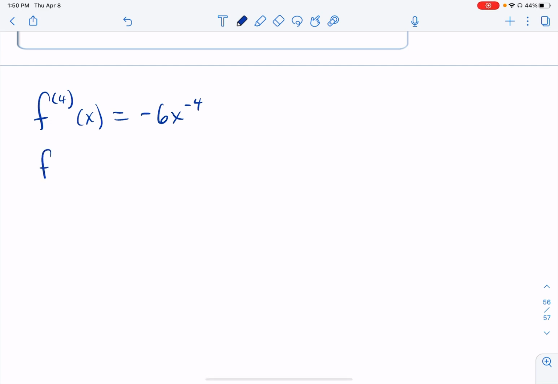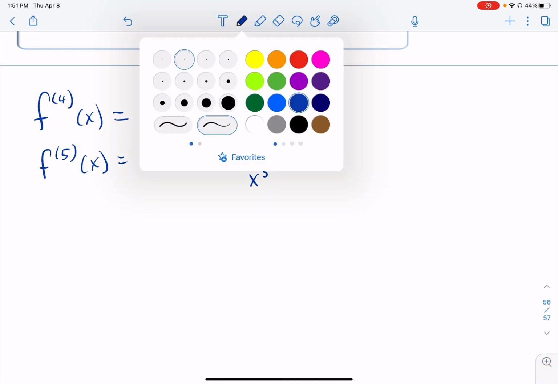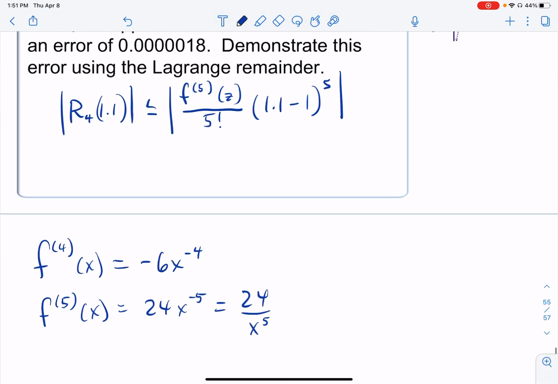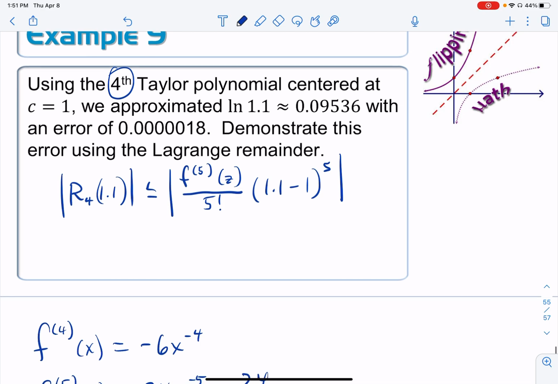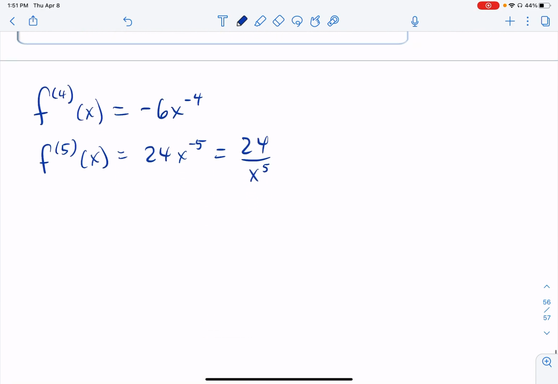So now let's take the fifth one. Leapfrog: 24x to the negative 5, or if you please, 24 over x to the 5th. Remember, we want to find the maximum value on the interval from, let's say, 1 to 1.1, basically, on this thing. So let's try to graph it. Doesn't have to be perfect.